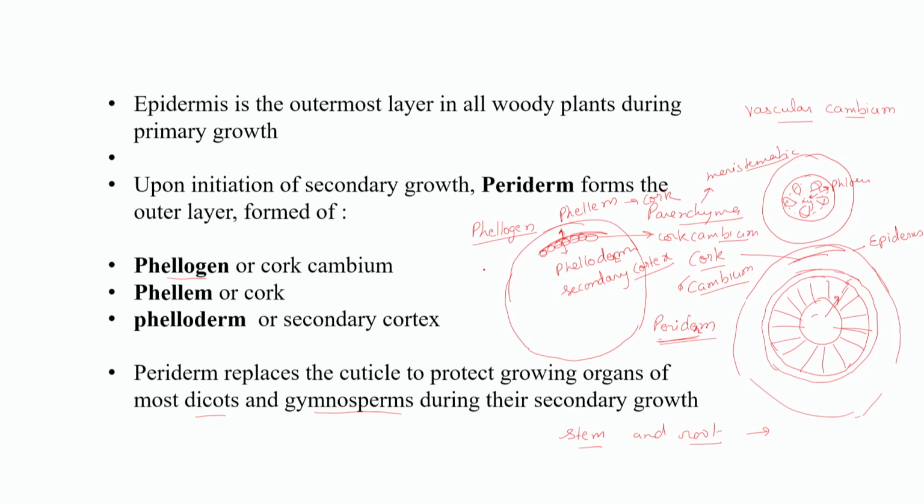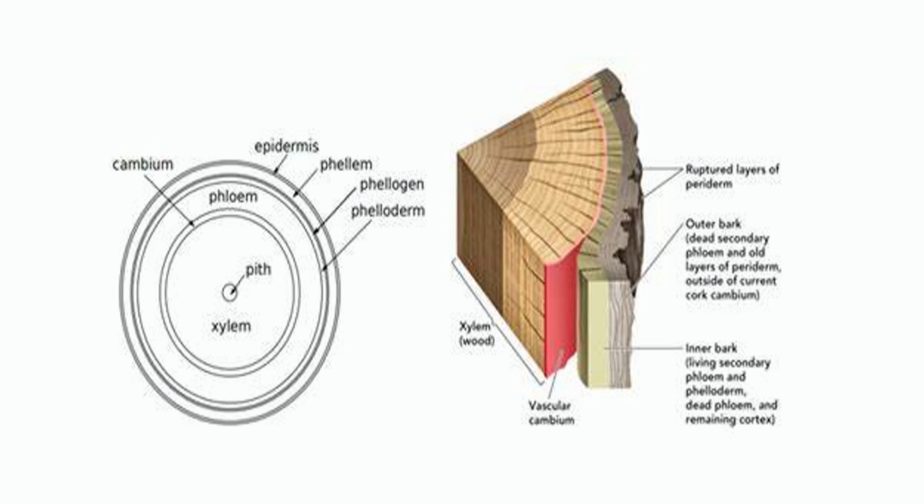Okay. So all these three layers together are known as periderm. So this periderm is the outer protective tissue. It is made up of phellogen, phellum and phelloderm.